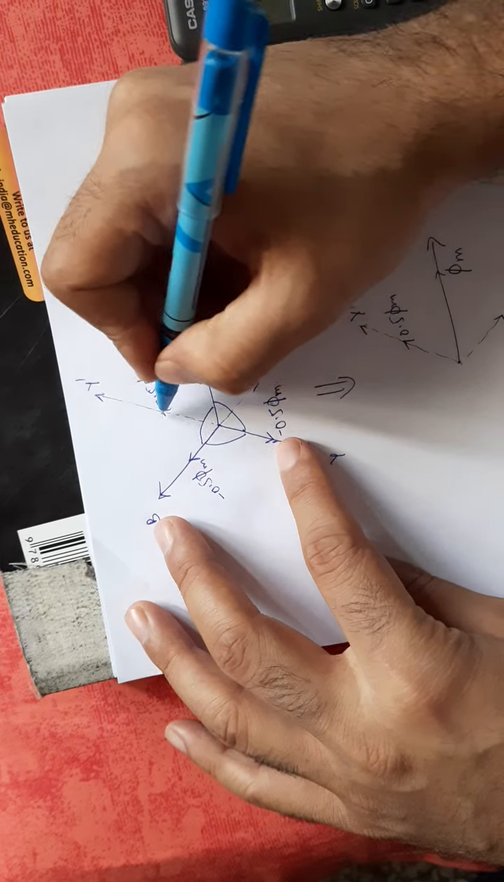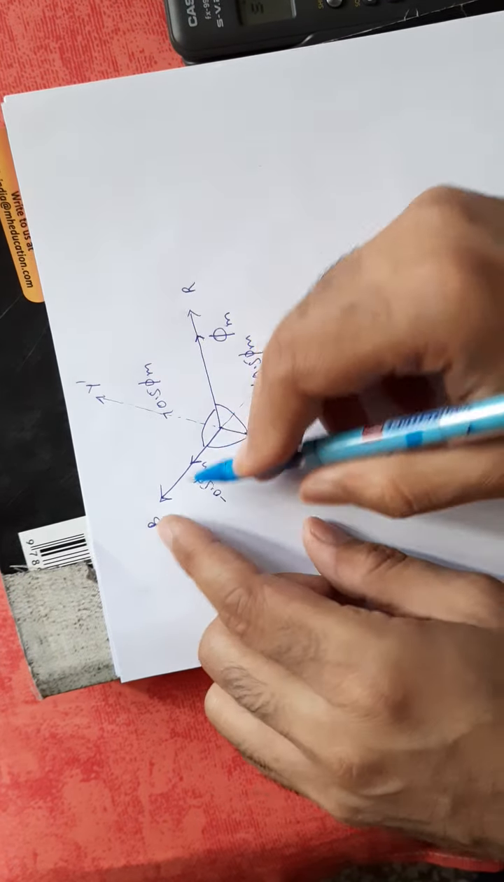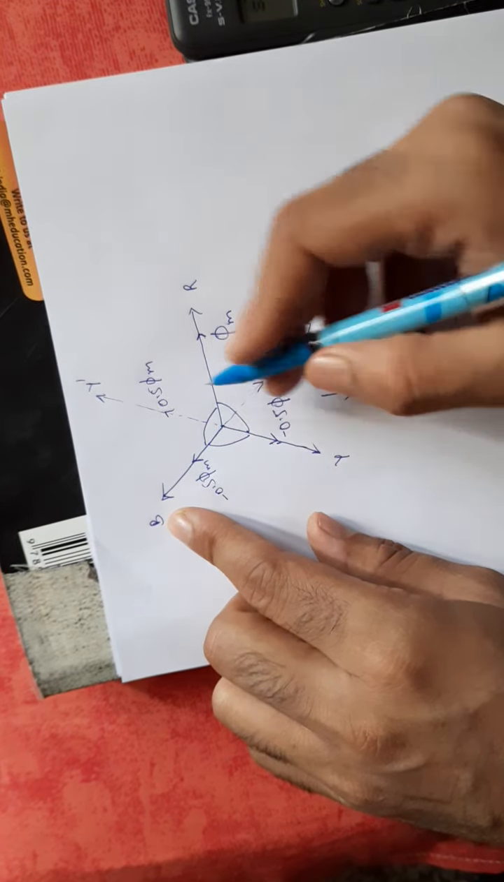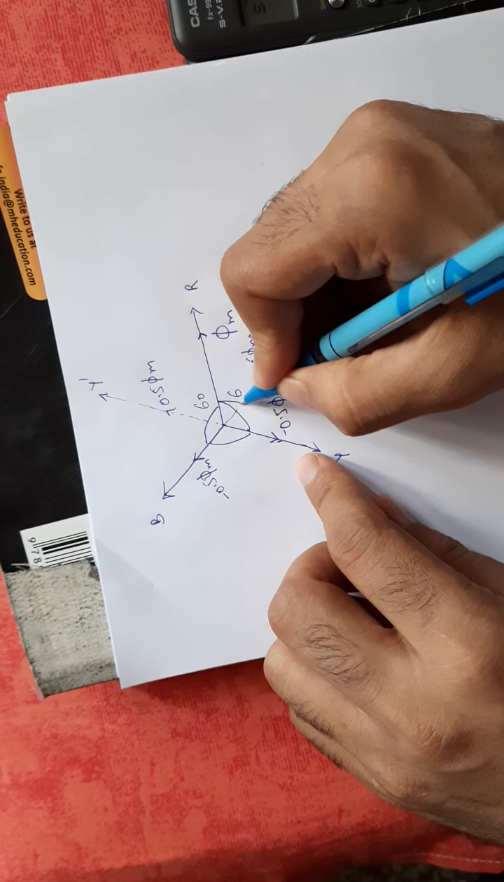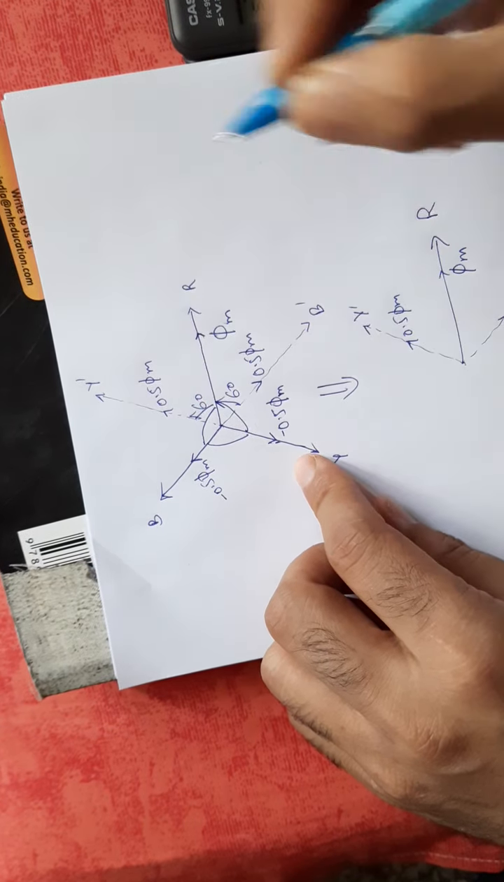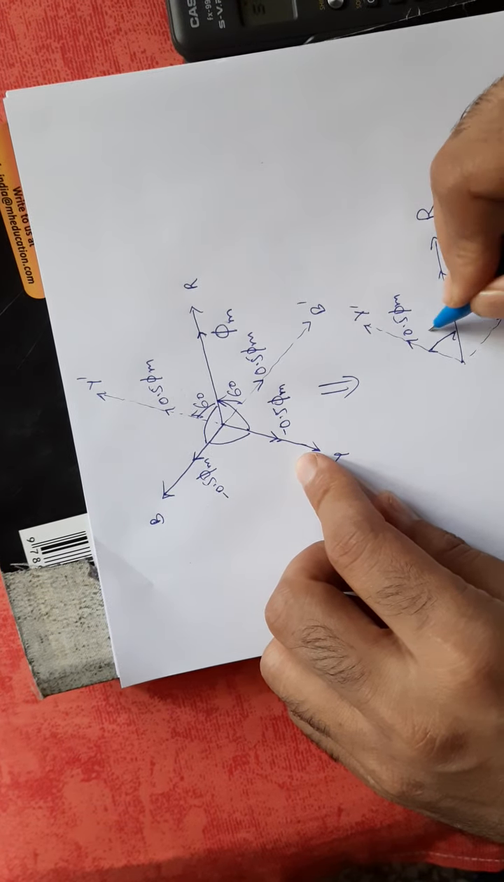So if I am drawing this line, the Y dash line is bisecting this angle into two halves, so this will be 60 degree. And this B dash line is bisecting this angle into two equal halves, so this angle will also be 60 degree and this will also be 60 degree. So this is my 60 degree and this is my 60 degree. Okay. So what will be my phi total?